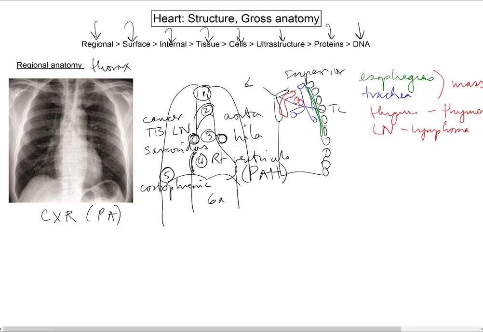Because if the cardiac silhouette is more than 50% of the thoracic diameter, that's going to equal cardiomegaly.